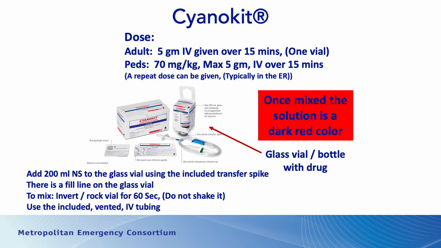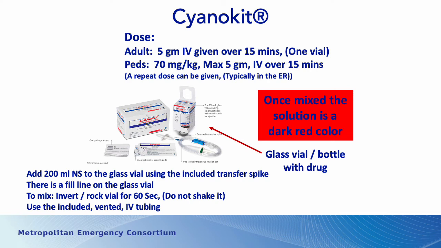So if you like, I got a little ahead of myself, but our dosing schedule is 5 grams IV over 15 minutes. 5 grams is one vial. If the patient needs a second dose, it can be readministered. A second dose being given, typically that's in the emergency department, and typically we don't have a second dose available.